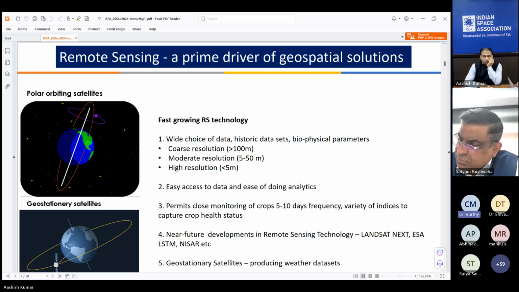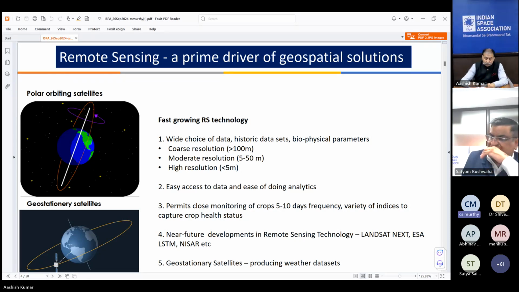You have 10-meter data with Sentinel's Copernicus programs. So with respect to granularity, we also have a wide choice, and with respect to the time domain, the temporal revisits, temporal repeats have increased very, very significantly. Even if you want, say, twice in every 2 days, I want to see that area. Yes, it is possible. So that is how the technology has progressed.